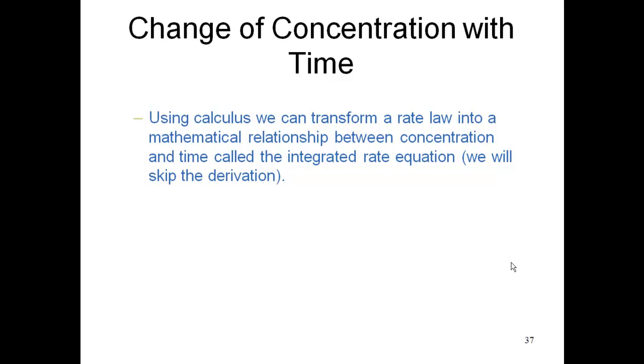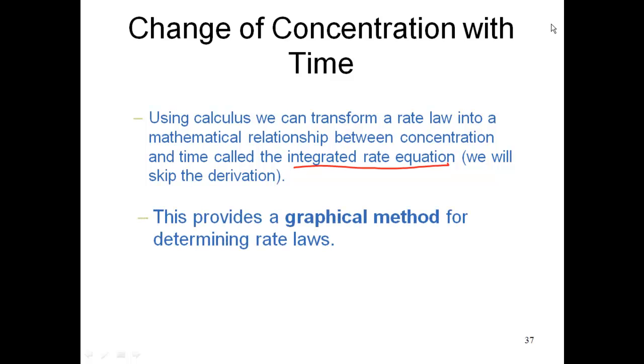Using calculus, we can transform a rate law into a mathematical relationship between concentration and time. We refer to this as the integrated rate equation. This provides a graphical method for determining rate laws. We can look at the graph and determine if it's a zero order, a first order, or a second order, etc.